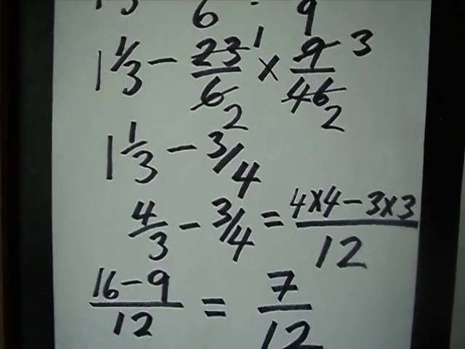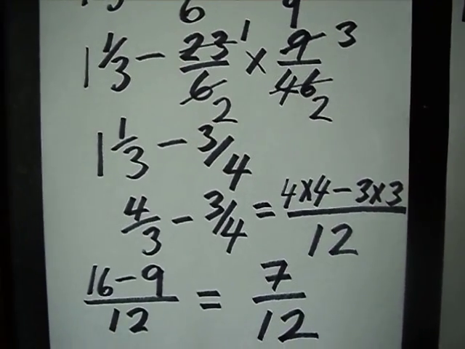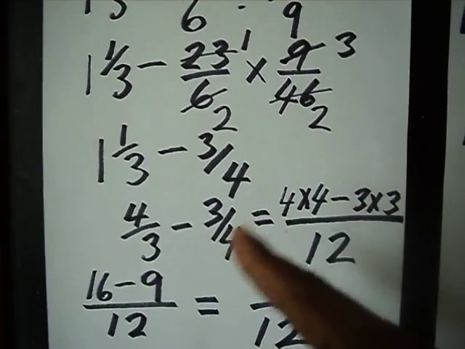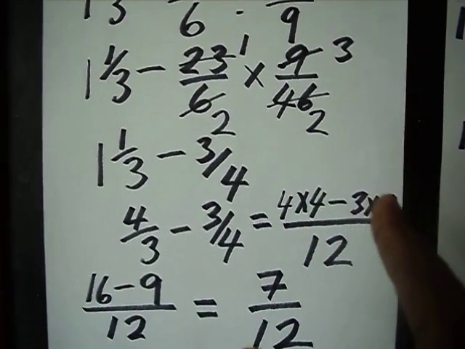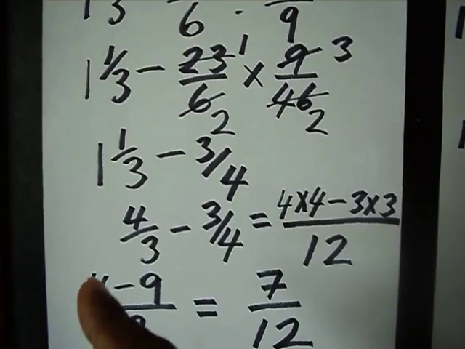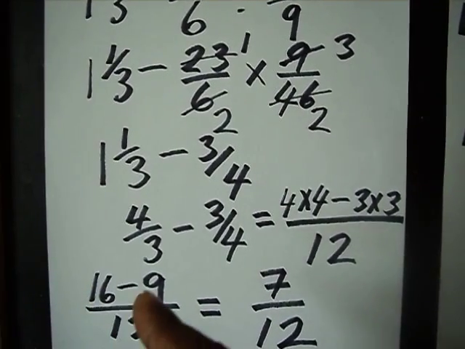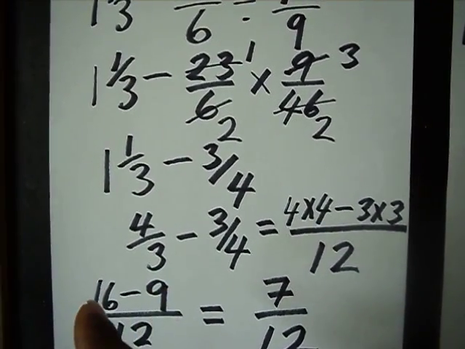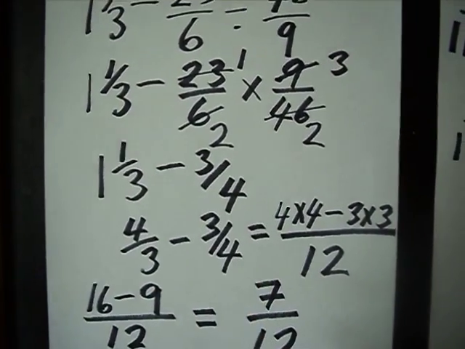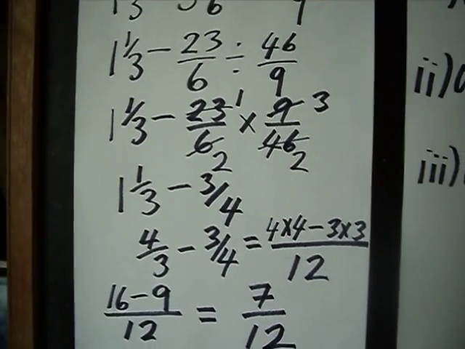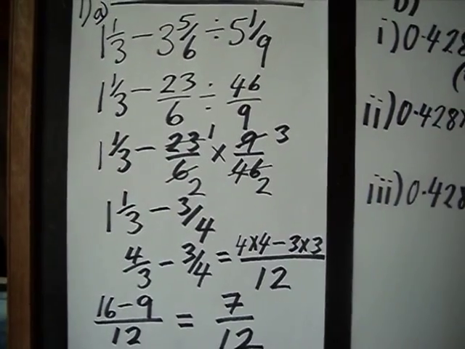As we go down, you can see now here 4 times 4 is 16 minus 3 times 3 is 9. So 16 minus 9 over 12. Subtract 9 from 16 to give you 7. So it's 7/12. 7/12 is your answer.